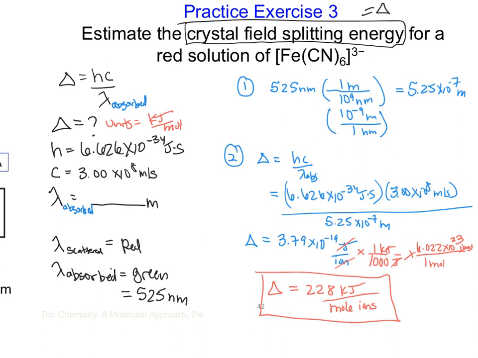So a quick recap, we're asked to find delta. I know I'm going to use delta equals hc over lambda. You need to remember that lambda stands for lambda absorbed. H and c are constants. To find lambda absorbed, we see that the solution is red, therefore the color that is absorbed is green, and I would give you what specific wavelength to use. So we're using 525 nanometers here. So I first convert to meters. I then plug that into my hc over lambda equation, and then remember to convert from joules per ion to kilojoules per mole. And make sure you can get this answer on your calculator.